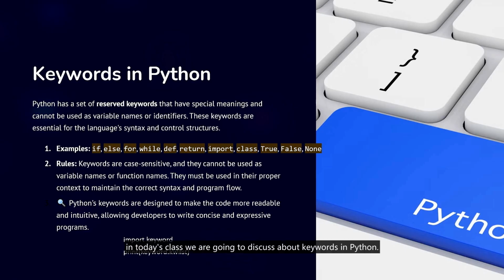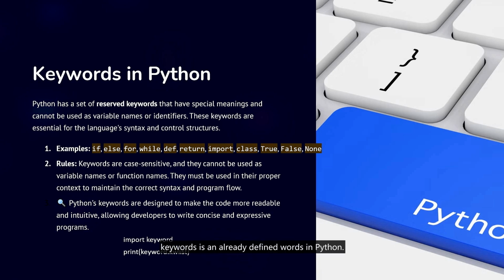Welcome everyone. In today's class we are going to discuss keywords in Python. Python has some reserved keywords, that is, words already defined in Python libraries. We cannot use keywords as variable names. Keywords like if, else, for, while, def, return, import, class, true, false, none are examples. We cannot use keywords as variable names. That's the most important rule.